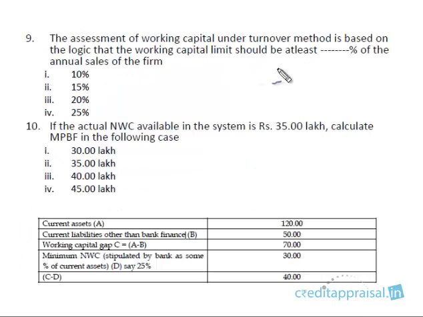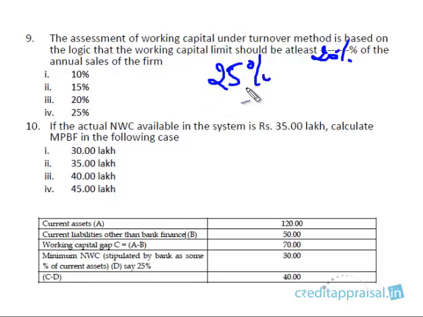The next question, question number 9: the assessment of working capital under the turnover method is based on the logic that the working capital limit should be at least what percent of the annual sales. Again, refer back to the section on the turnover method. There we discussed, the answer is 20%, right?